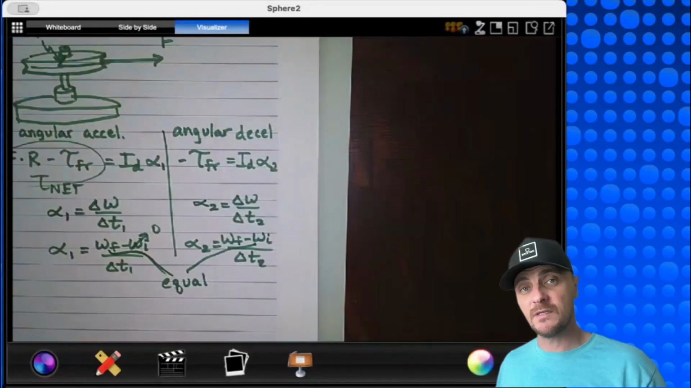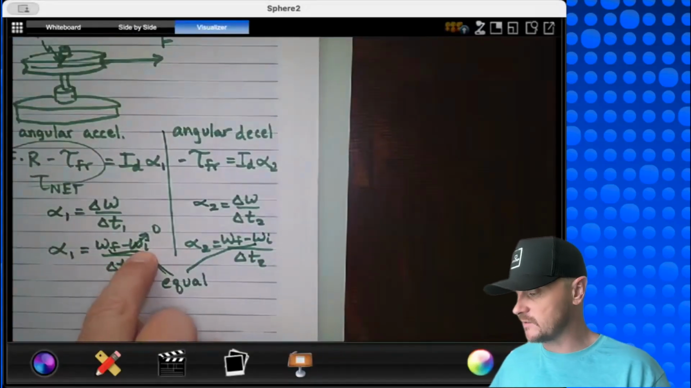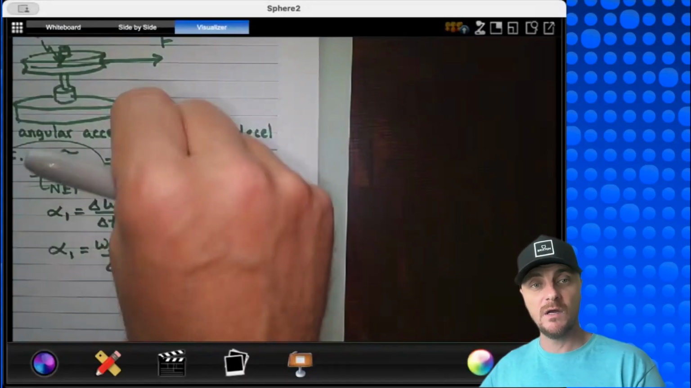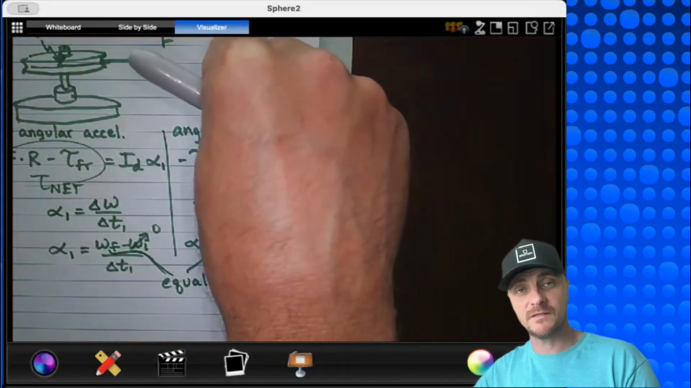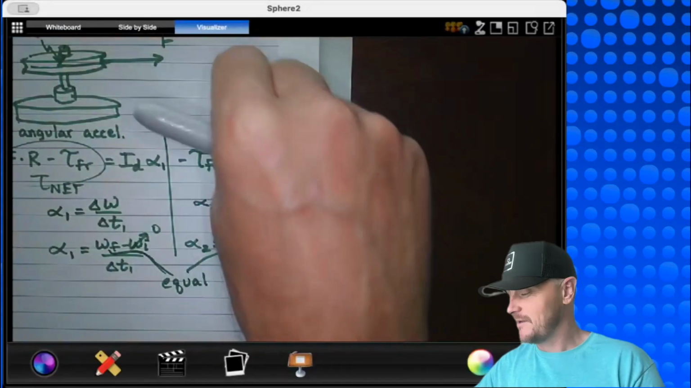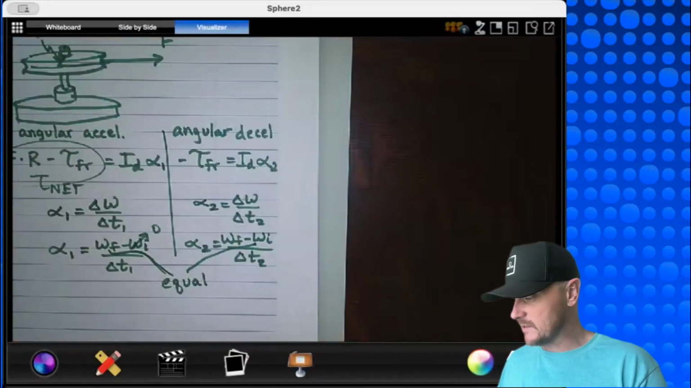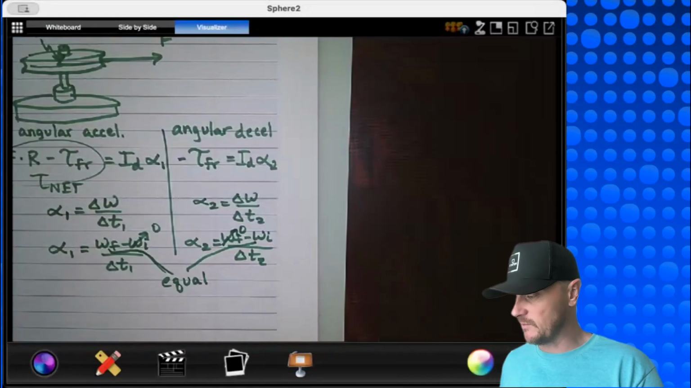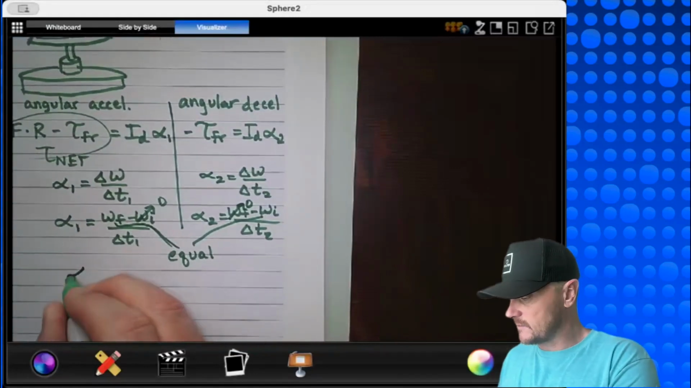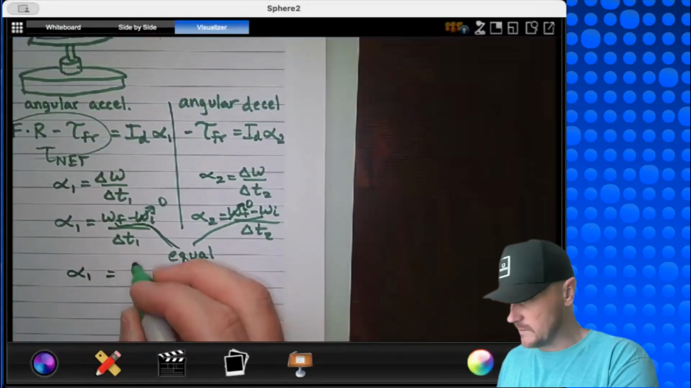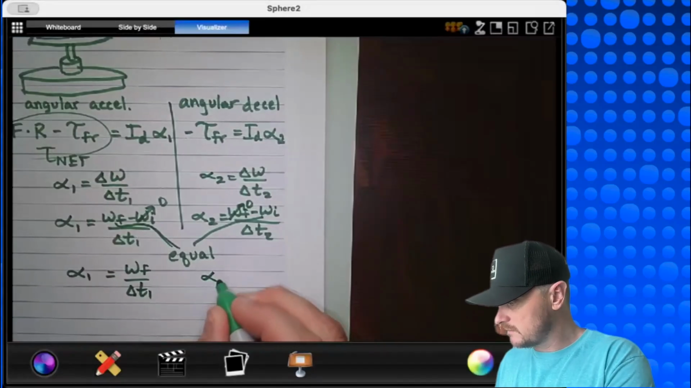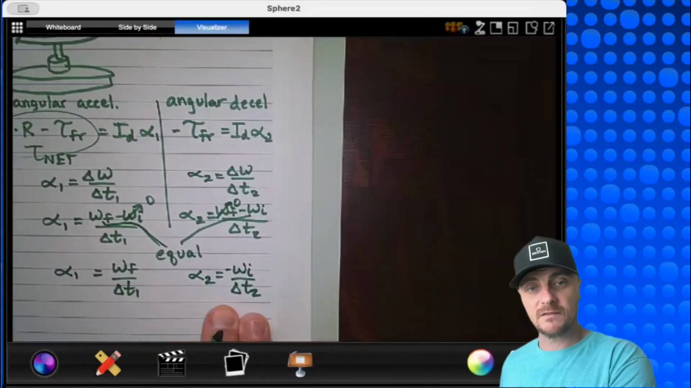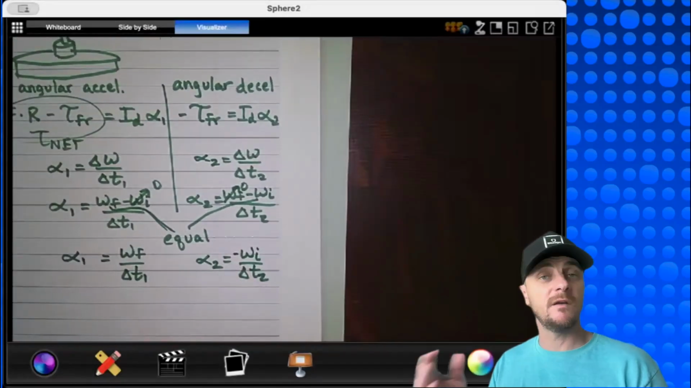And what works well with these equations also is that my initial angular velocity is 0 when I begin accelerating the system angularly. And when the thing finally comes to rest, my final angular velocity would also be zero. So we have a simplification that happens, and I can further say that this would be equal to that, and this would be equal to that. And we'll take care of that negative a little bit later. It's going to go away.